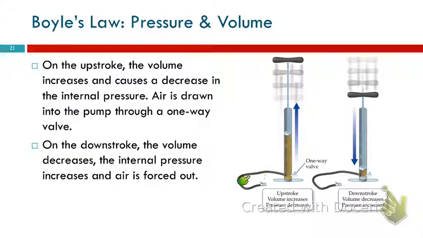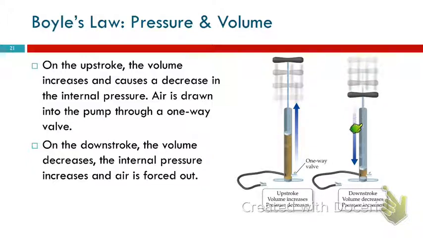So here's a bicycle pump. A bicycle pump has a one-way valve here that only lets air in, and so the only place that the air can go out is through the tube into your bike tire. So when you pull up on the bicycle pump, you are increasing the volume inside that tube, right? When you do that, that decreases the pressure inside the bicycle pump. So now the pressure outside is greater, and so the air will rush in to fill that up.